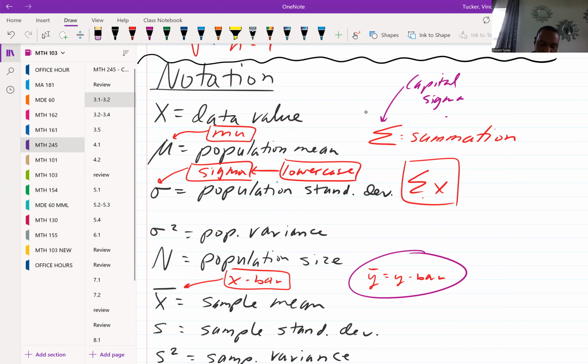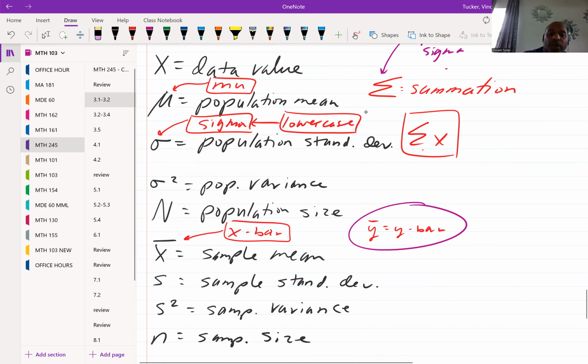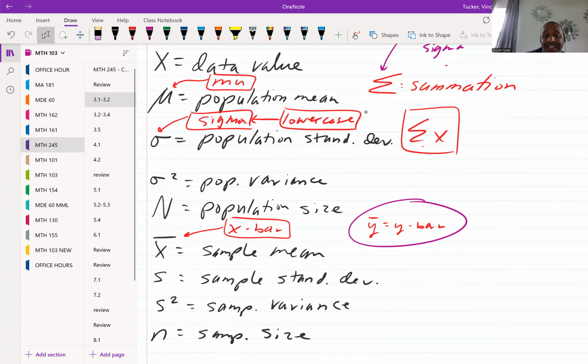All right, so your sample mean is X bar. Whenever you see a letter with a bar over it, that's that letter bar. Right here I gave another example, Y bar. Then lowercase s is your sample standard deviation. S squared is your sample variance, and lowercase n is your sample size. So capital N is your population size, and lowercase n is your sample size.